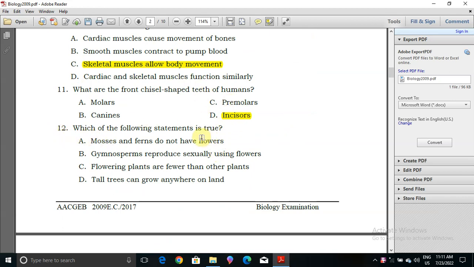Now question number 12. Which of the following statements is true? Mosses and ferns do not have flowers. Yes, this one is the correct answer, because they are non-flowering plants.